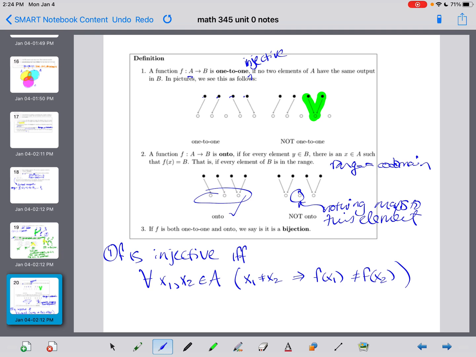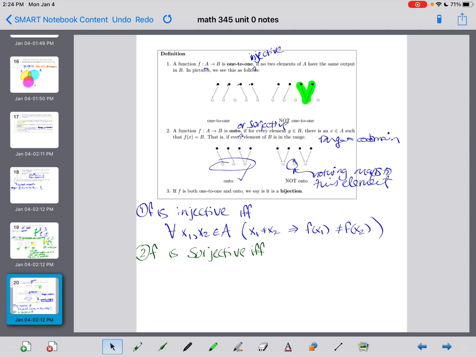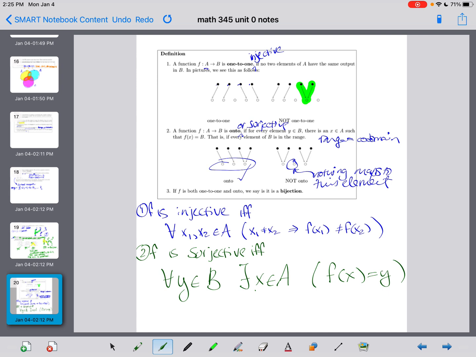And again, I guess I should add, another word for onto would be surjective. So if we wanted to describe this surjective property, we would say that f is surjective if and only if every element of the codomain, every element of B, is an actual output of the function. So we would say for all y in the codomain, you can find an element x in the domain such that f of x is equal to y. Or you can find something in the domain that maps to that y.